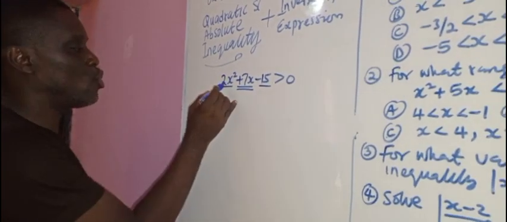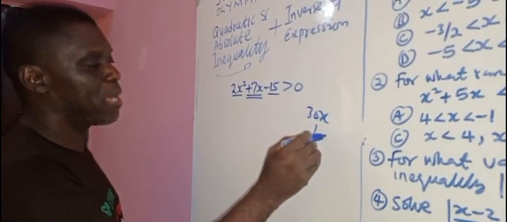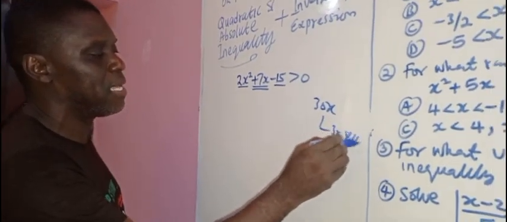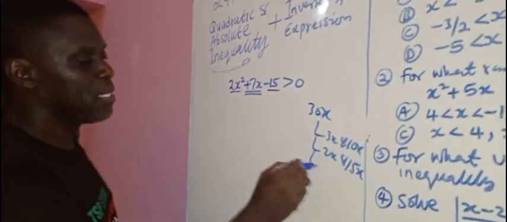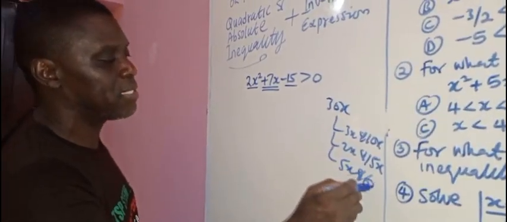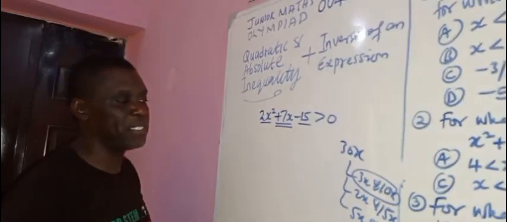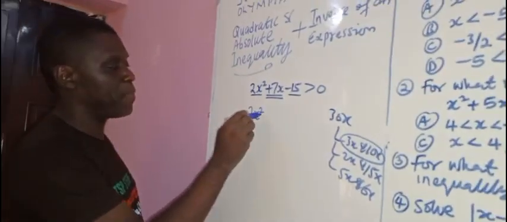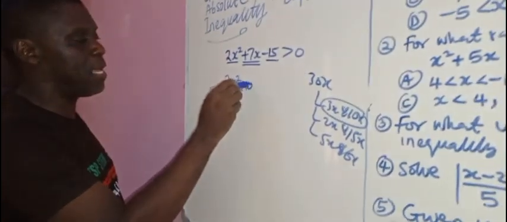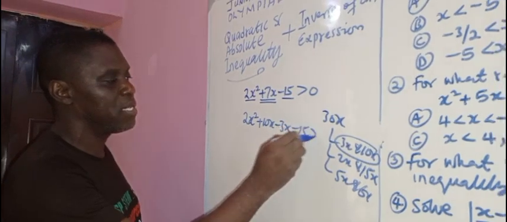So for 15, 2x times 15, that's 30x. That one can be 3x and 10x. It can be 2x and 15x. It can be 5x and 6x. Which one gives me plus 7x? 3x and 10x by subtraction give me 7x. Sorry about that. So that is 2x squared, plus 10x minus 3x, that's 7x, minus 15 greater than 0.